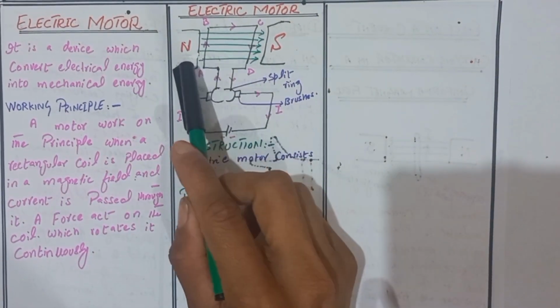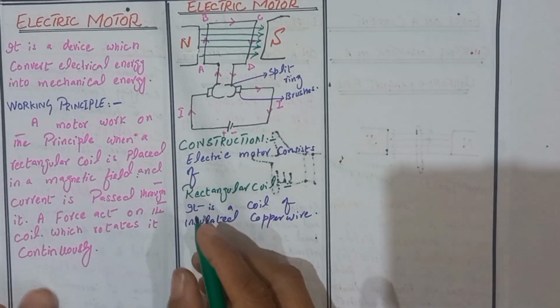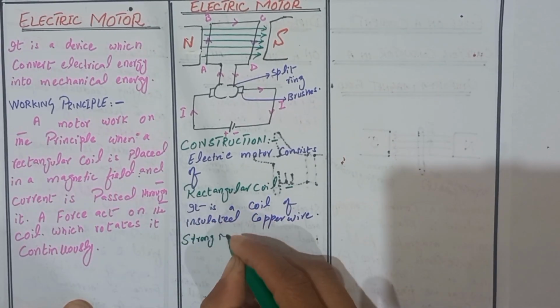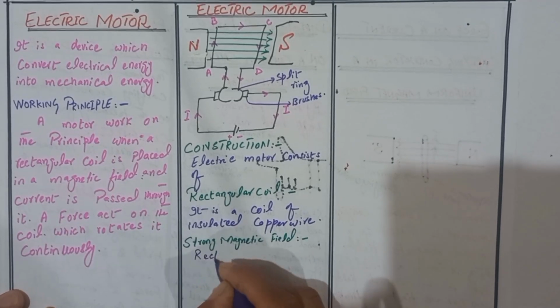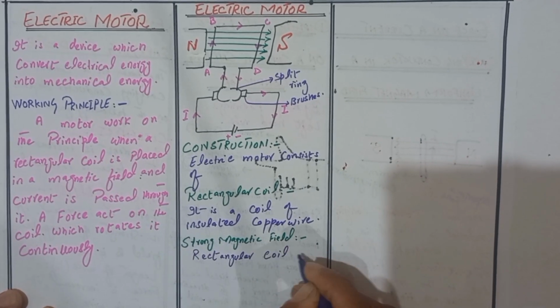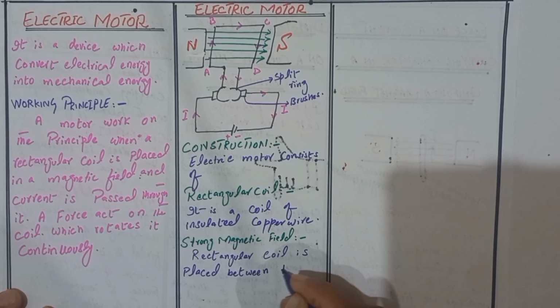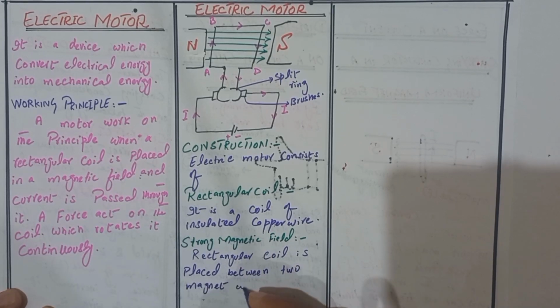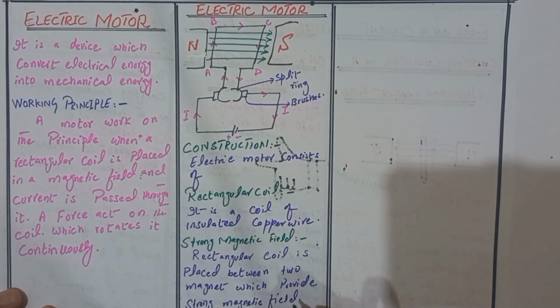This insulated copper wire is placed inside the magnetic field of two magnets that produce a strong magnetic field. So here we discuss the strong magnetic field. The rectangular coil is placed between two magnets which provide a strong magnetic field.